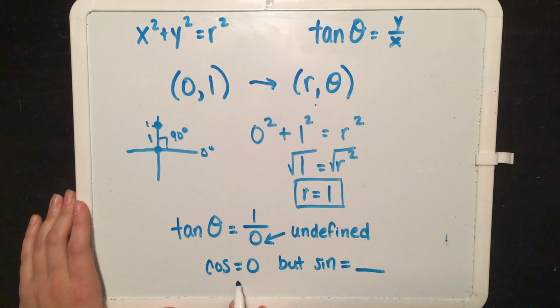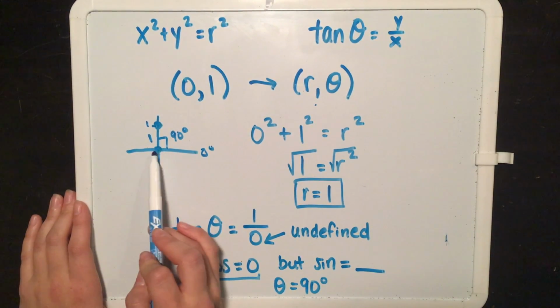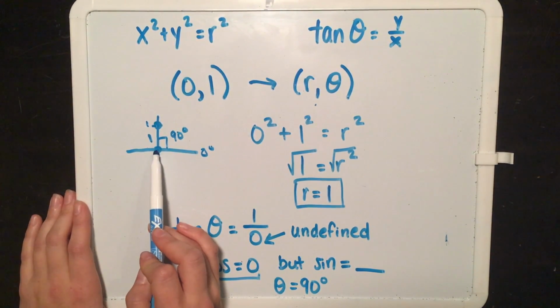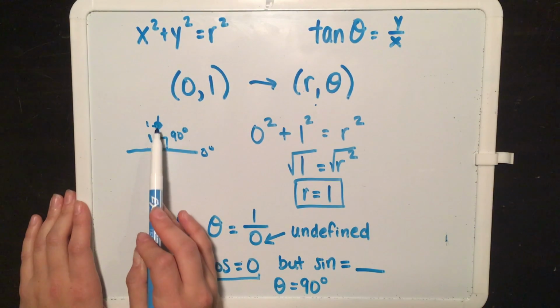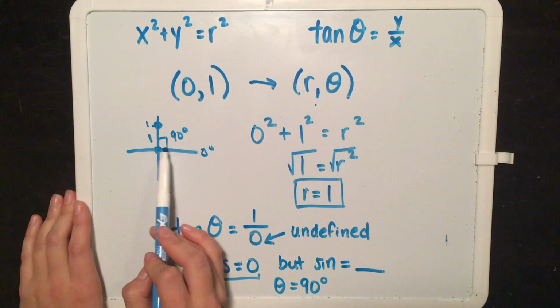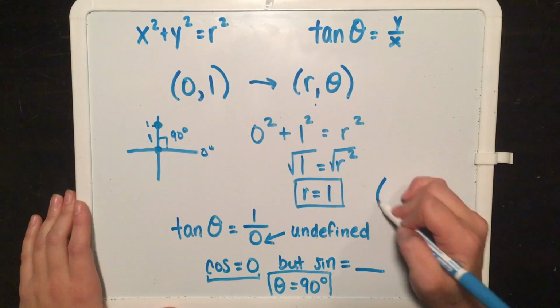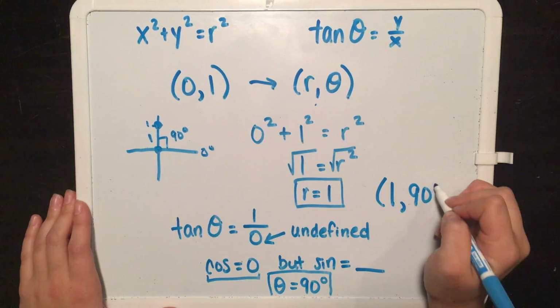Where does cosine equal 0? Well, cosine will equal 0 when theta is 90 degrees because cosine is the x shift on the x and y plane, and when cosine is 0 in the unit circle, sine is 1, and that will be at our 90-degree angle. So r is 1 and theta is 90 degrees. So when we write our polar coordinate, it's 1, 90 degrees.